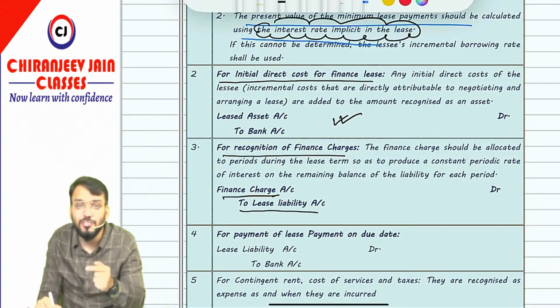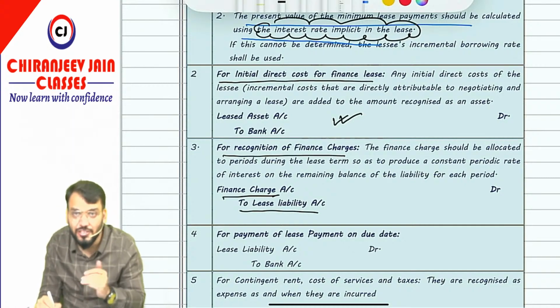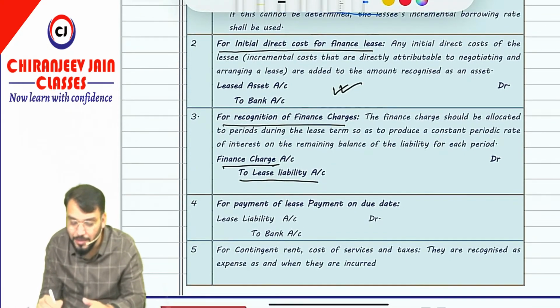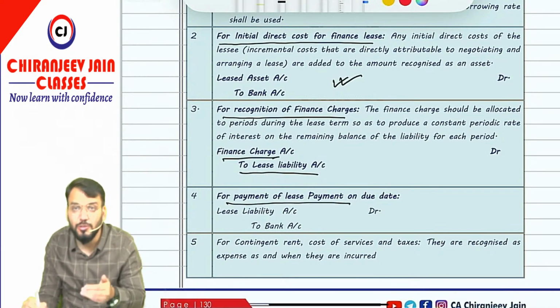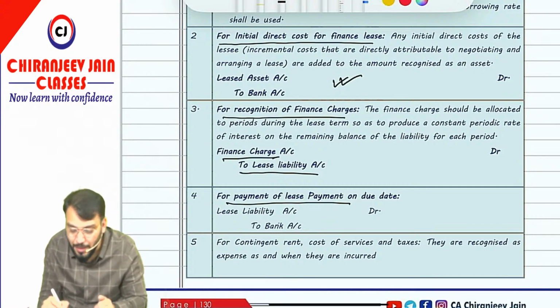Whatever rate of discount has been used, based on that rate of discount we will calculate finance charges. So finance charges account debit to lease liability. Then for lease payment on due date, the journal entry will be lease liability account debit to bank. So lease liability will reduce.